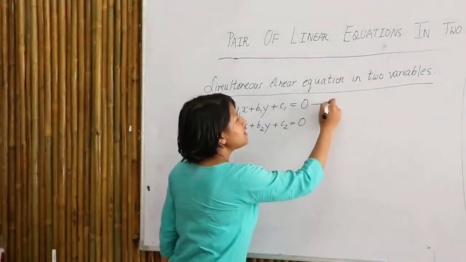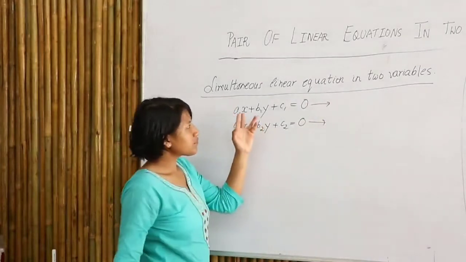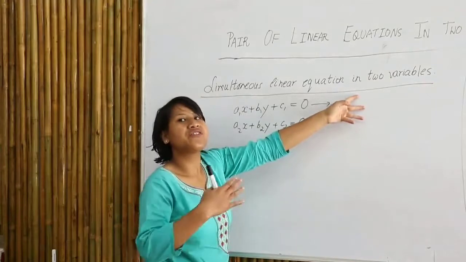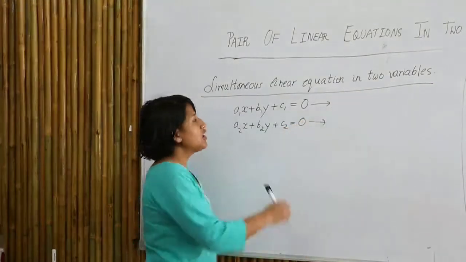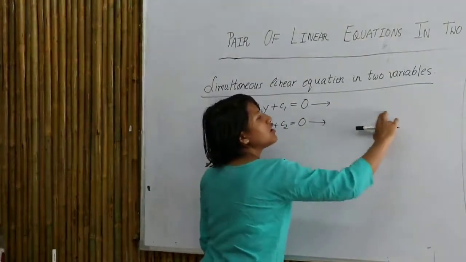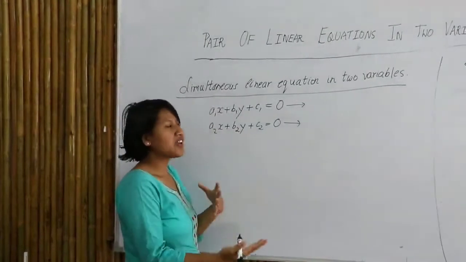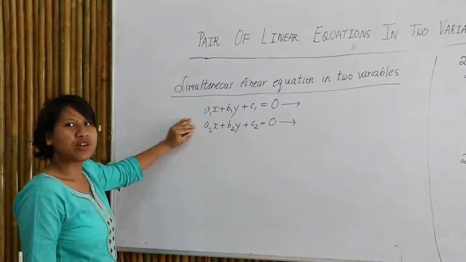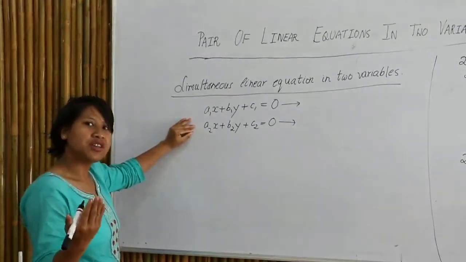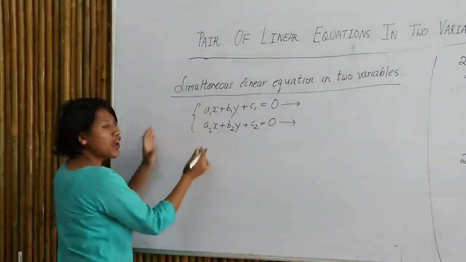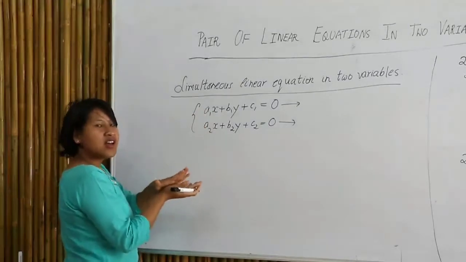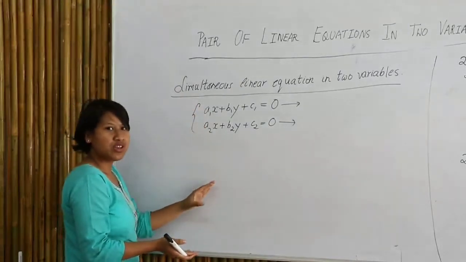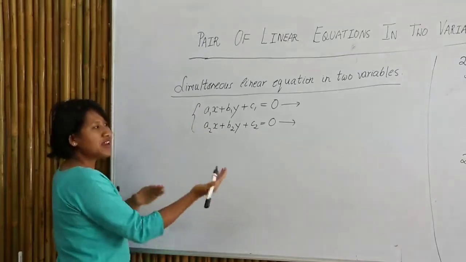Now we have seen a case where this equation will have an infinite number of solutions. This one also will have an infinite number of solutions. But when we take a pair of linear equations in two variables, what will be the solution? Because they coexist together, the solution of this is the common solution. We'll do that in detail.